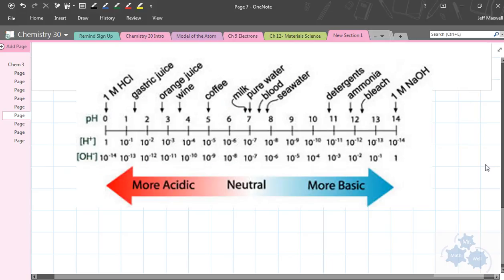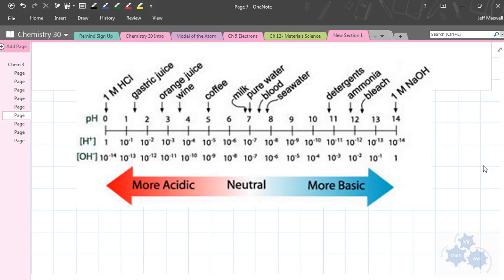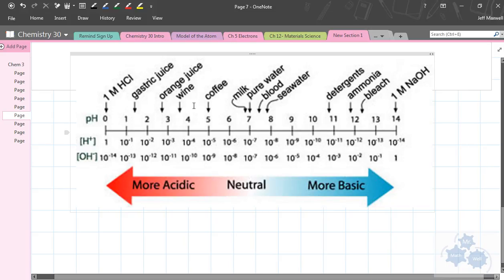Okay, so here's a pH chart, similar to the one that you have in your textbook. There may be some things in your textbook that aren't on here, but we'll just take a look at this one. So pH of 7. Okay, the pH scale. Let's talk about the pH scale. This is a scale of measure of acidity.